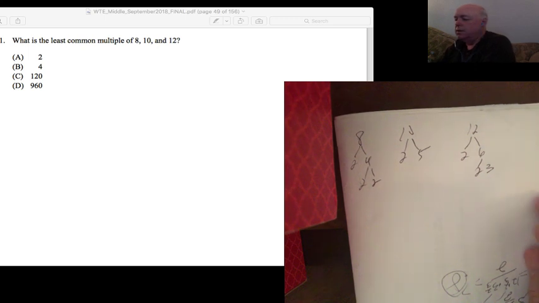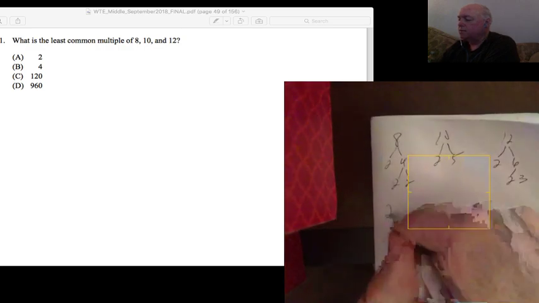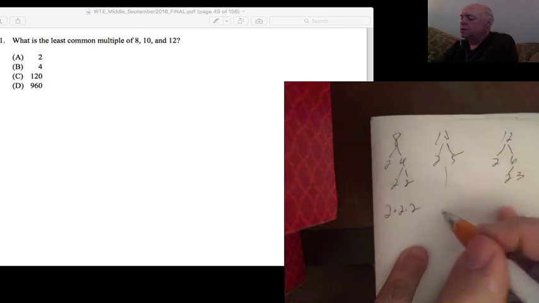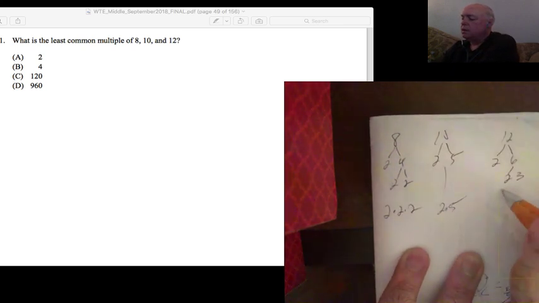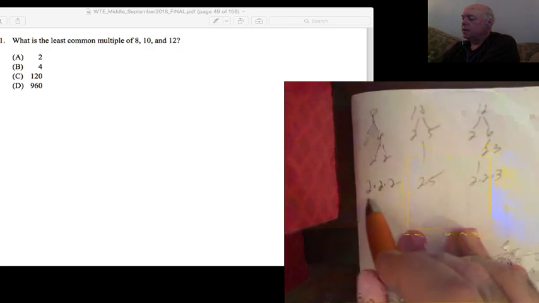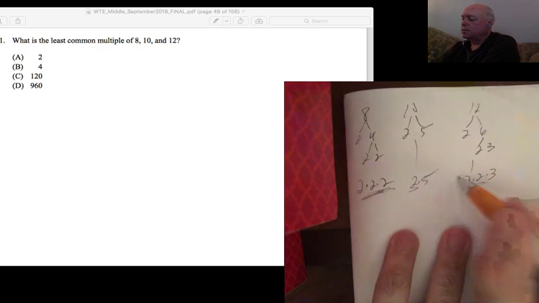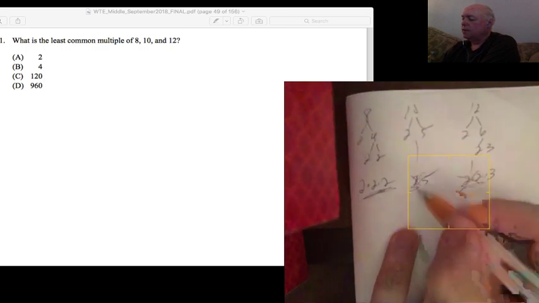All right, so what we need to do is, this is 2 times 2 times 2. This one is 2 times 5. And this one is 2 times 2 times 3. So what we need to do is look at each unique thing. There's three 2s, one 2, and two 2s. So we're not going to use these two, and all we're left with is 5 and 3. So we end up with 2 times 2 times 2 times 5 times 3.